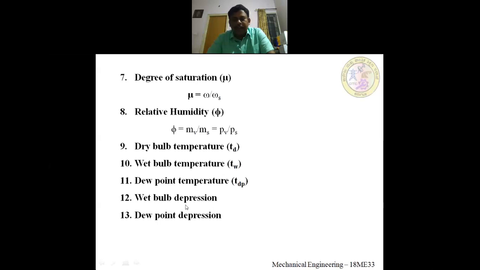Next definition, wet bulb depression. It is the difference between dry bulb temperature and wet bulb temperature. The last one, dew point depression, is the difference between dry bulb temperature and dew point temperature.